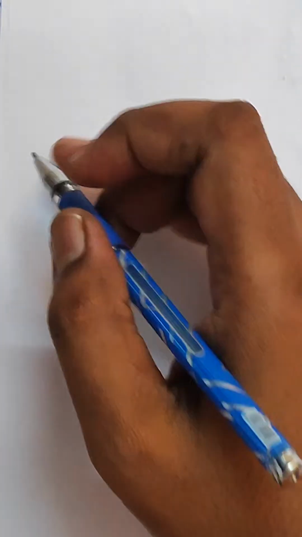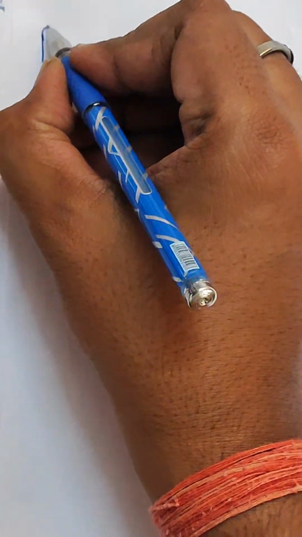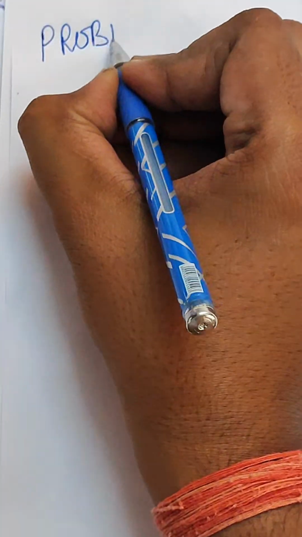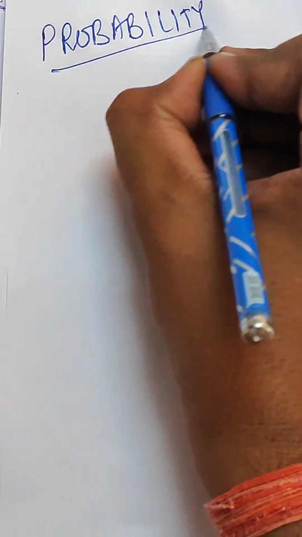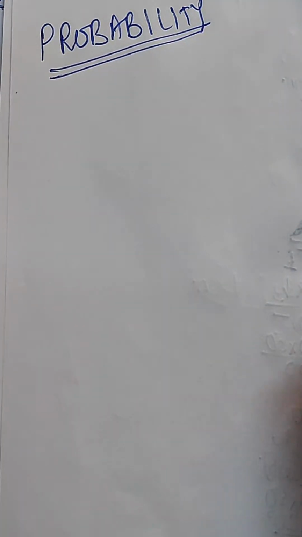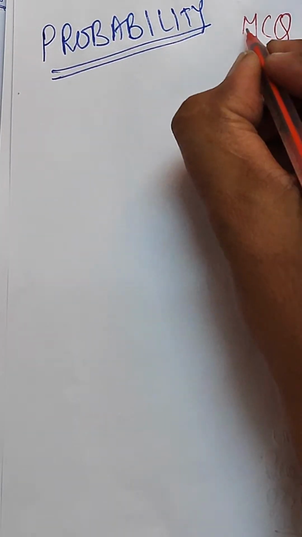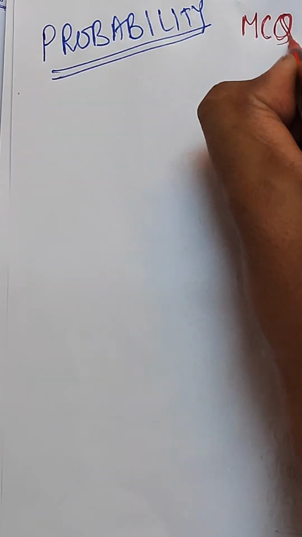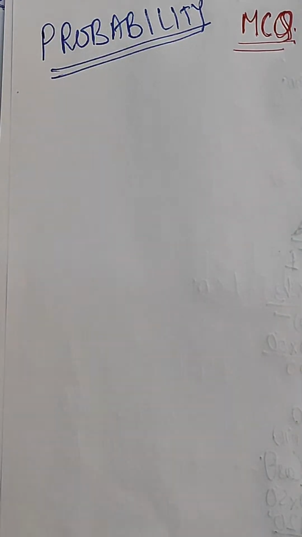So today we'll be taking the multiple choice questions from probability. So what is a probability? Let us understand that. Probability is the degree of certainty of any particular event. That is called probability. Okay. Probability is the degree of certainty of a particular event. Okay. So in the MCQ series, we will take multiple questions from probability and try to solve them as quickly as possible. So let us come to the first question.